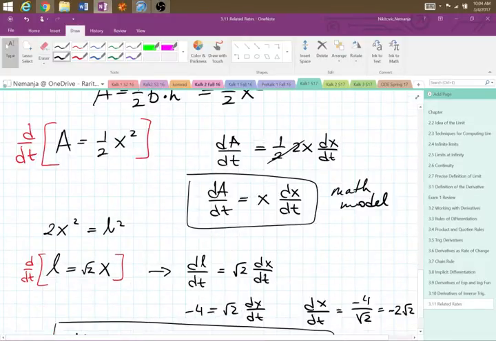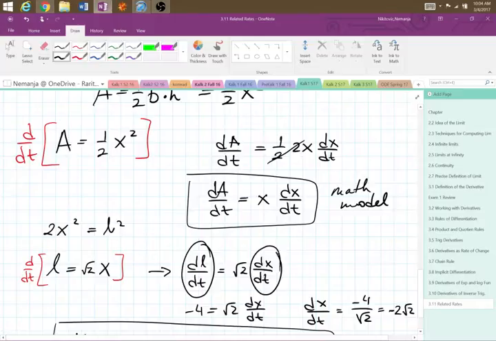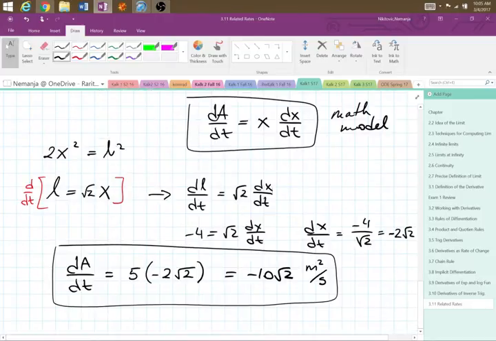And then we grind through the math. We take the derivative with respect to time to relate the change in hypotenuse to the change in one of the legs. Once we figure out the change in one of the legs as negative 2 root 2, we'll plug that here, plug a 5 there, and we will get negative 10 root 2 meters squared per second. That's 1 point. Units, correct unit.